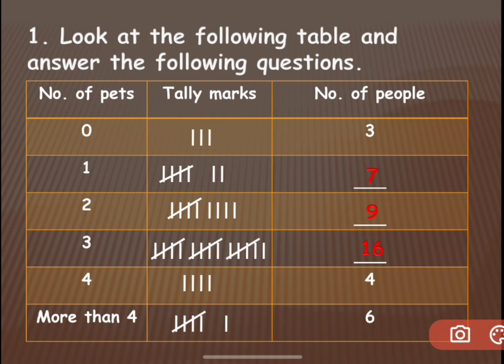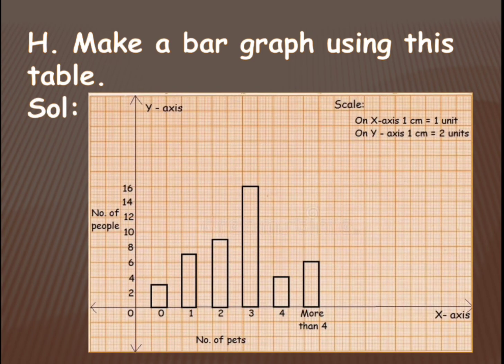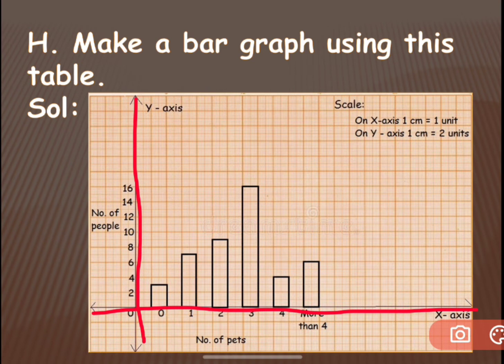And also coming to your bar graph, now for this data you have to draw the bar graph. So you have to take a graph and make a bar graph using this table. You have to take a graph like this, children, and make two lines, one sleeping line like this and one standing line, horizontal and vertical lines. That meeting point is called the origin. The meeting point is called the origin, and it is always 0.